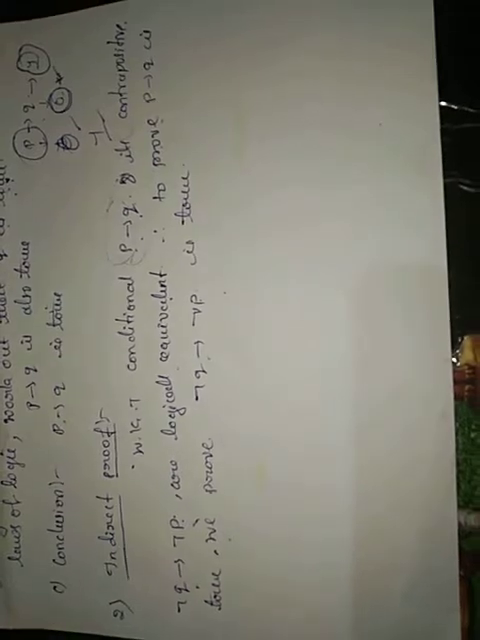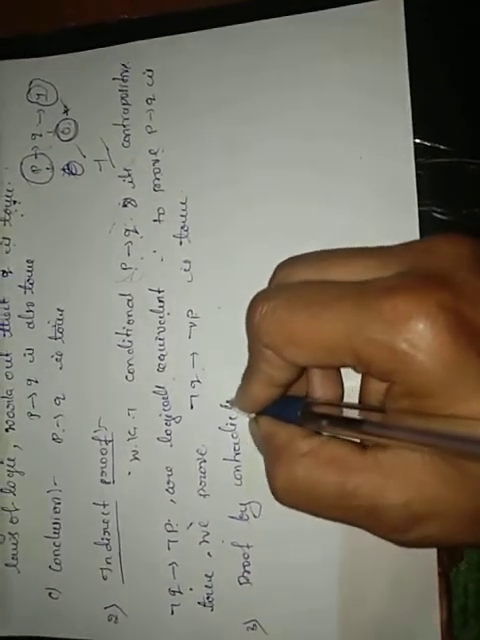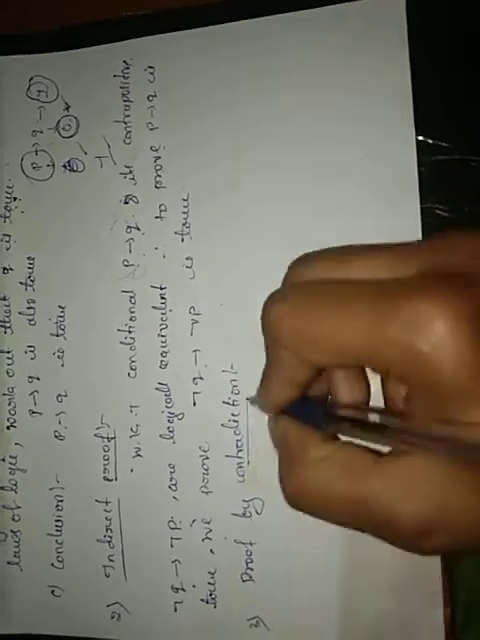That is the indirect method of solving the given conditional. So our third method will be proof by contradiction. So what is proof by contradiction?